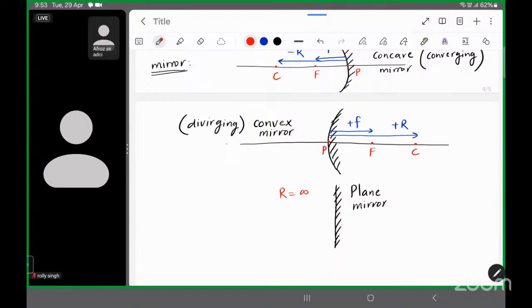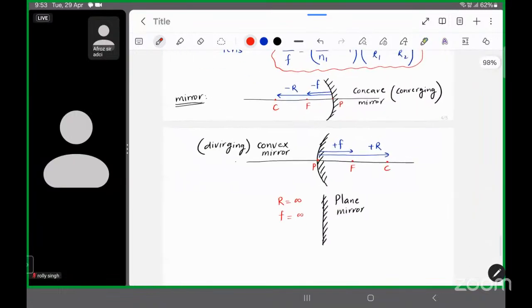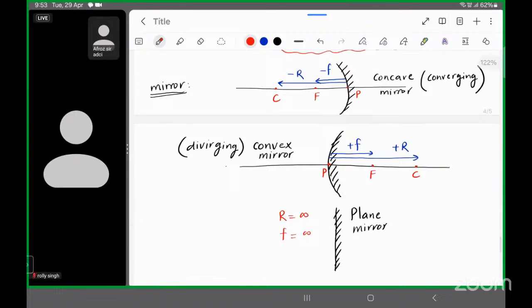So I was telling you about the plane mirror. In a plane mirror, what radius of curvature do we take, child? Infinity, therefore focal length is also infinity. So always remember there are 3 types of mirror: concave mirror, convex mirror and plane mirror. Concave mirror is converging mirror and its focal length as well as radius of curvature is negative. Convex mirror is a diverging mirror, its focal length as well as radius of curvature is positive. Plane mirror is neither converging nor diverging.